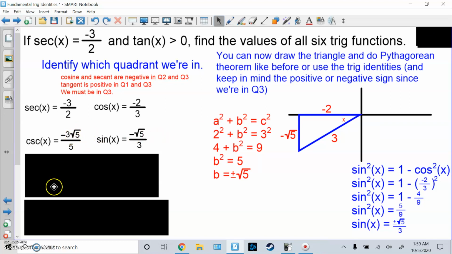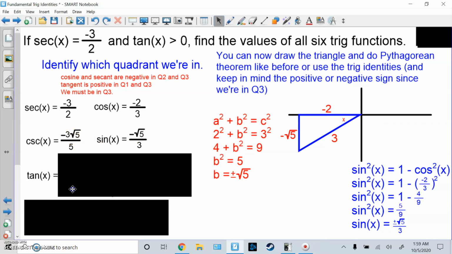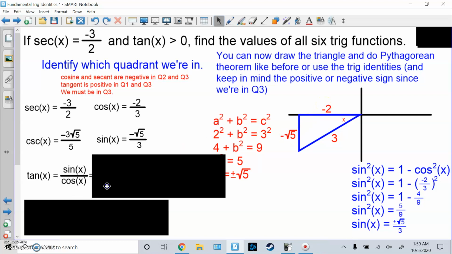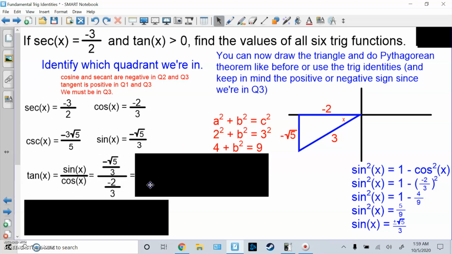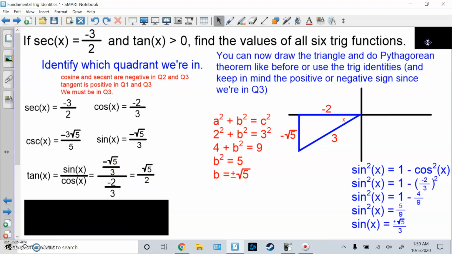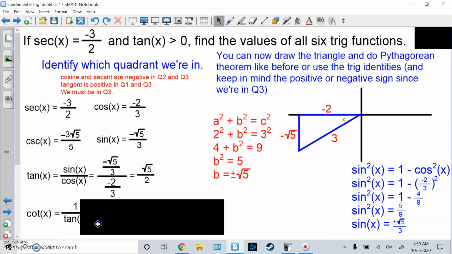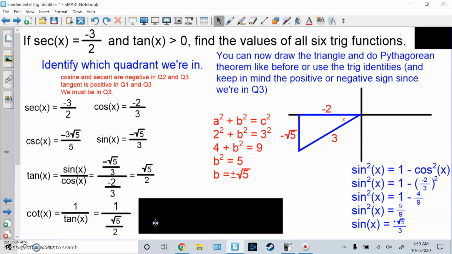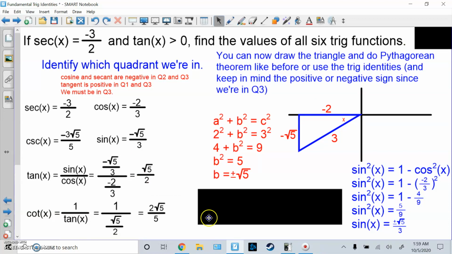root 5 gets this. Then to do tangent, you could do O over A, so I could say negative root 5 over negative 2, makes a positive root 5 over 2, but I could also do sine over cosine, which was what I got earlier. You do fraction by fraction correctly, you still get this. And then if I want to go cotangent, I say 1 over tangent, which is 1 over that, which gives me this.